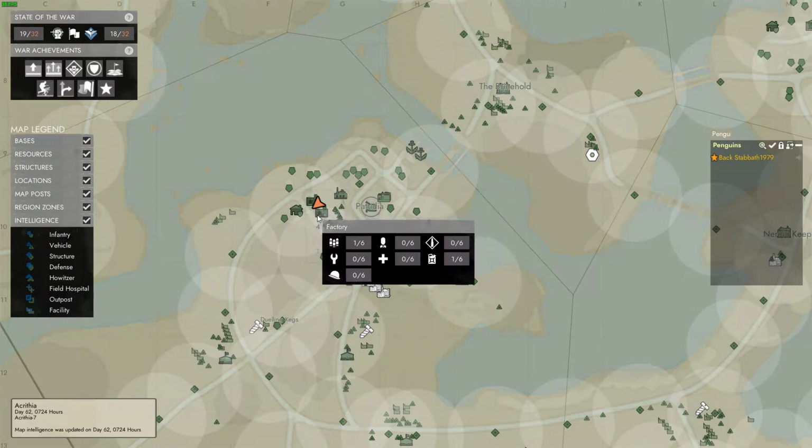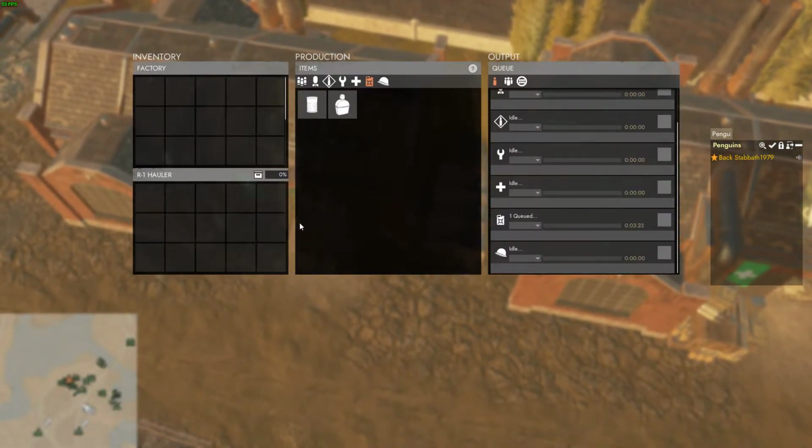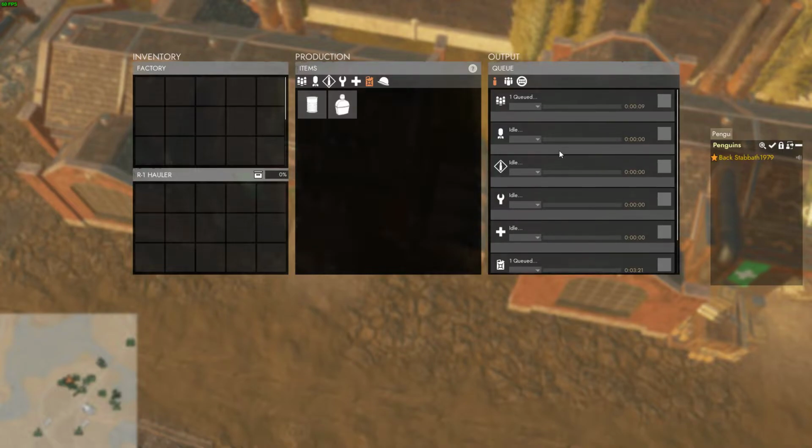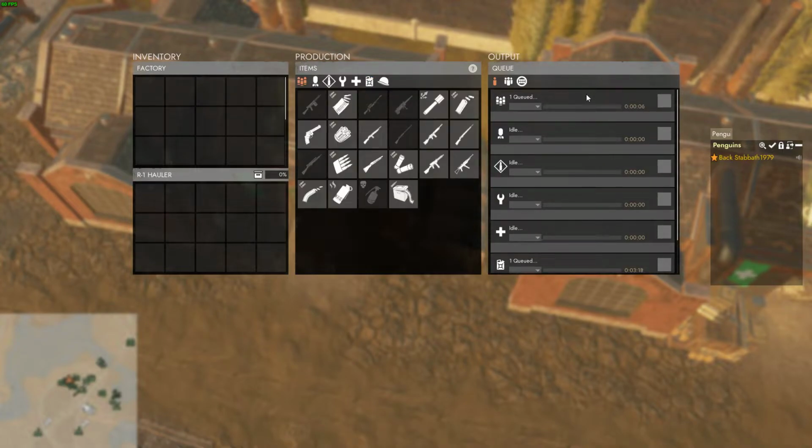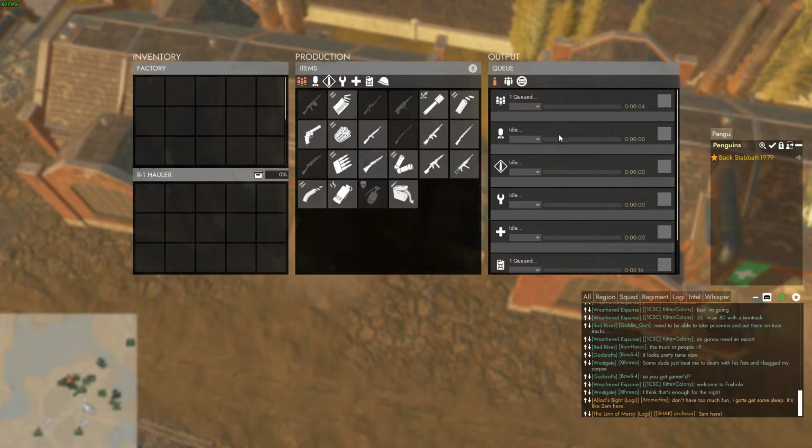Factory. This is your factory icon. Similar to the refinery, it's broken up into three sections. Over here is the orders that are processing. You've got your different tabs for certain things.